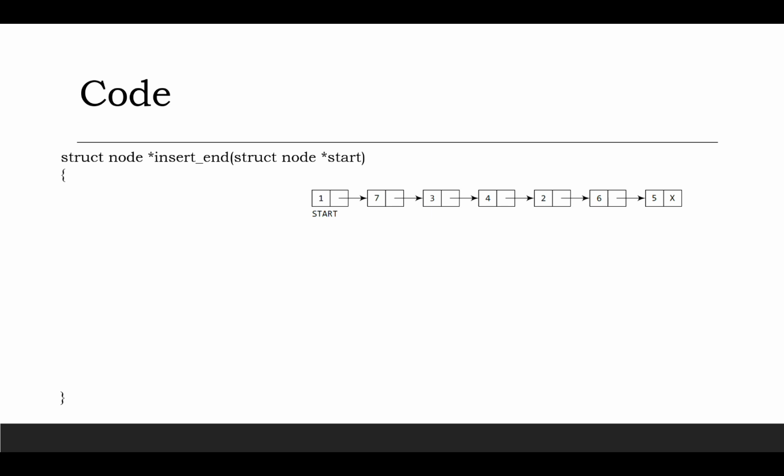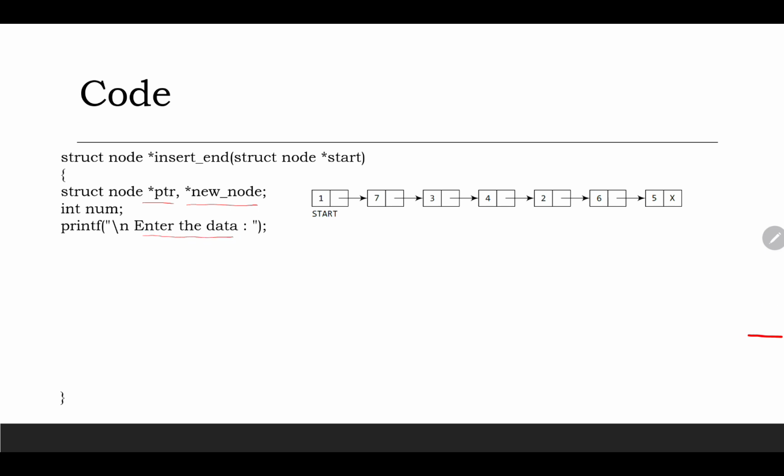Okay, so we will see the code for this, and with the code I will explain how the process is done. Here we are going to insert the new node at the end. First, we are declaring two pointer variables, that is struct node *ptr and *new_node. Then we are using the variable num for the data, and by using the printf statement, we ask to enter the data. Then by using the scanf statement, we get the value of num from the user. As per this example, we have to add 9 as the data.